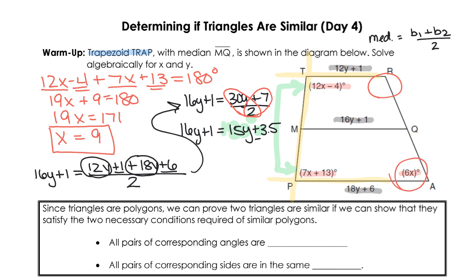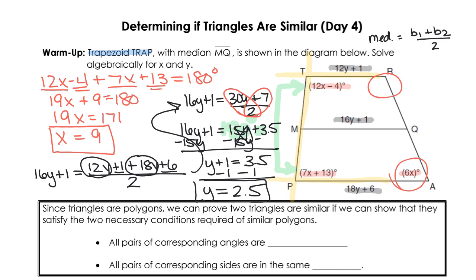I'm going to go ahead and subtract the 15y first. We're going to be left with y plus 1 equals 3.5. I'm going to go ahead and subtract 1, and y comes out to equal 2.5. And we just solve for the second variable that they asked for, and so we're finished. Okay. All right, here we go, guys.